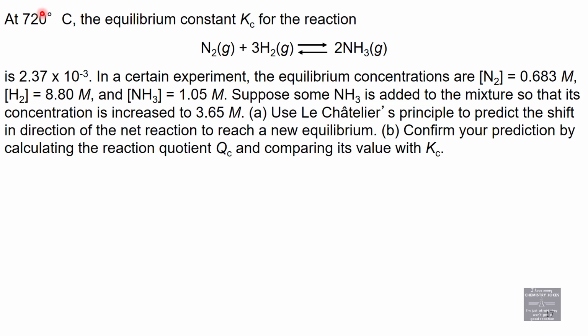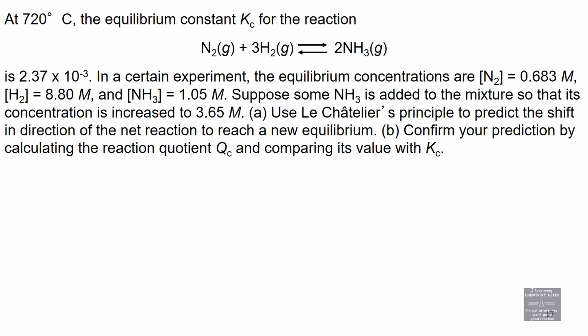At this temperature, the equilibrium constant Kc is this value. In a certain experiment, the equilibrium concentrations are these things. Suppose some NH3 is added so that its concentration is increased to that much. A. Use Le Chatelier's principle to predict the shift in direction of the net reaction to reach a new equilibrium. Confirm your reaction by calculating Q.